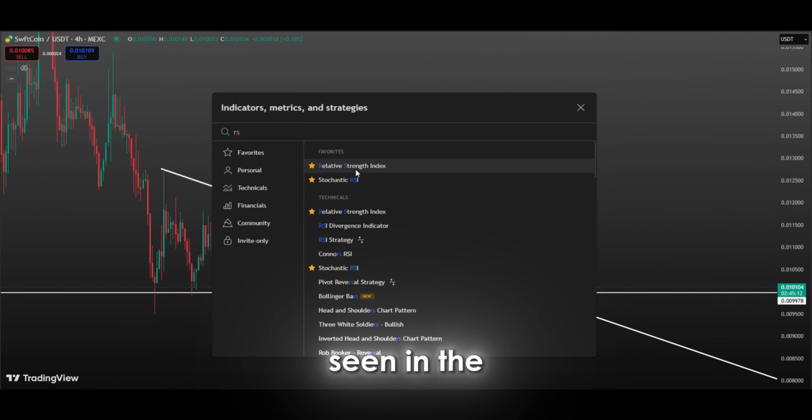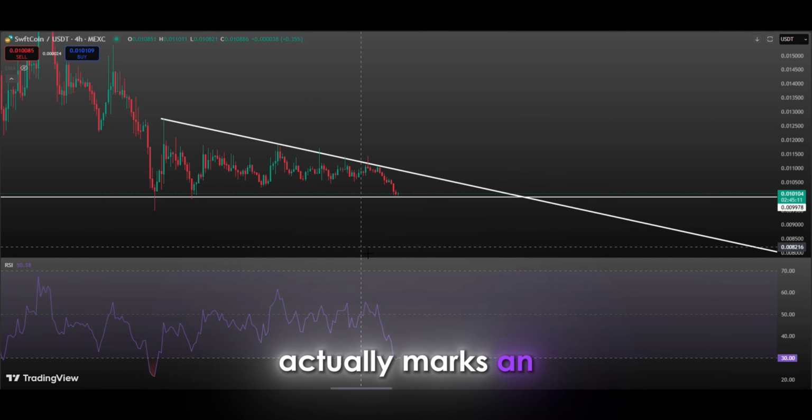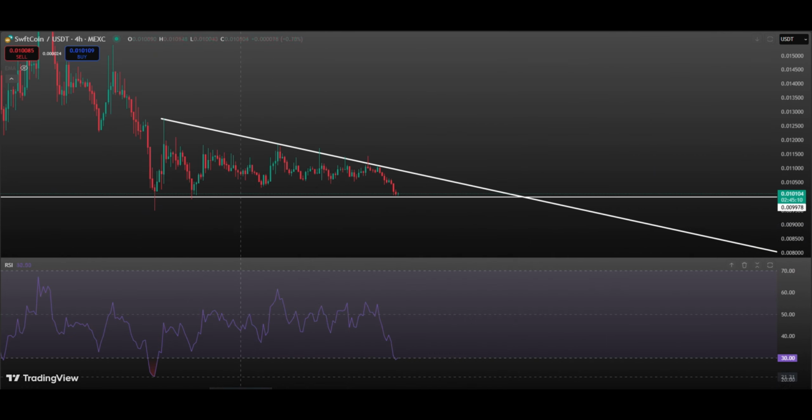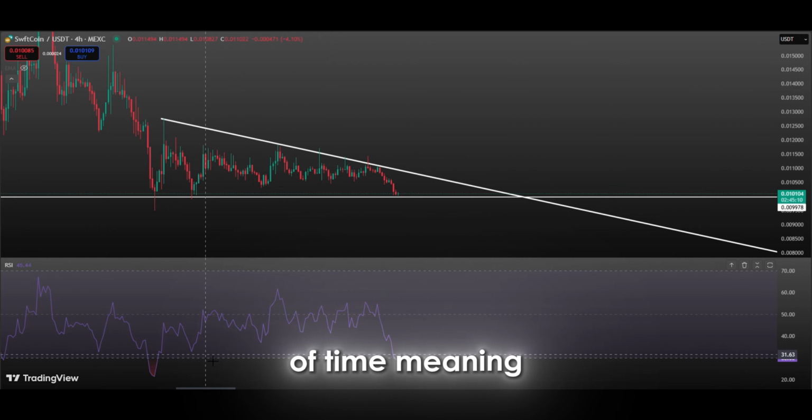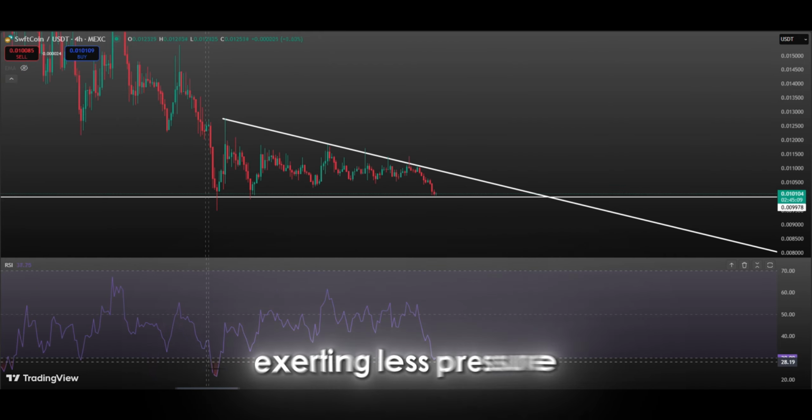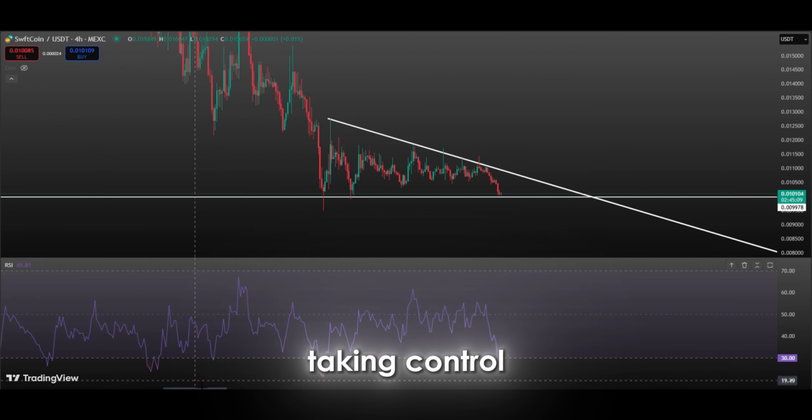The descending trend seen in the RSI indicator actually marks an important phase in the market. Such descending trends typically form when prices weaken over a period of time, meaning that buyers are exerting less pressure in the market and sellers are taking control.